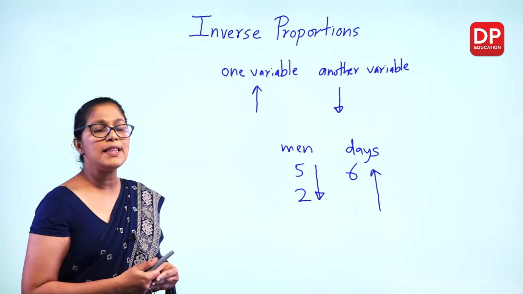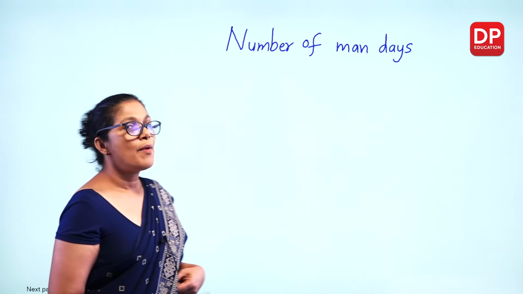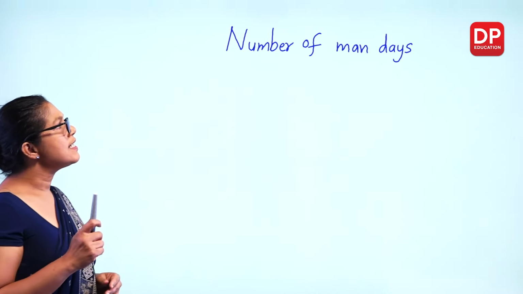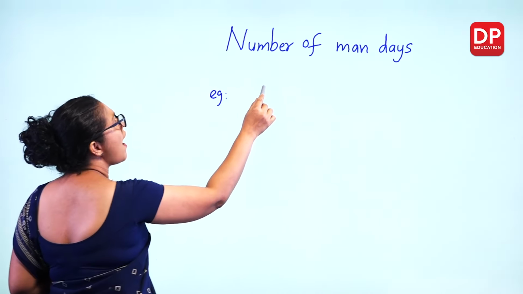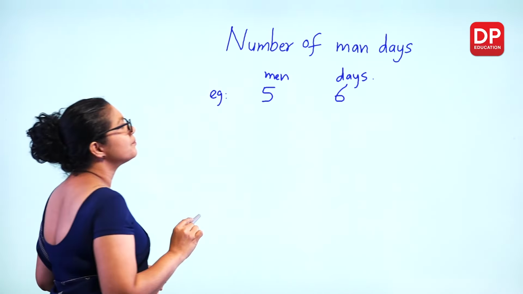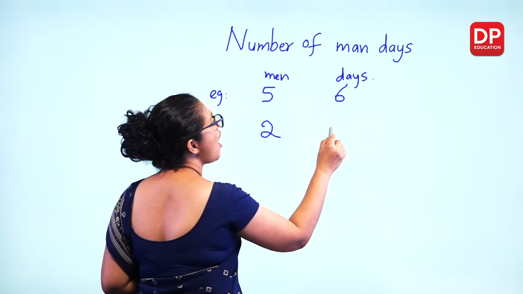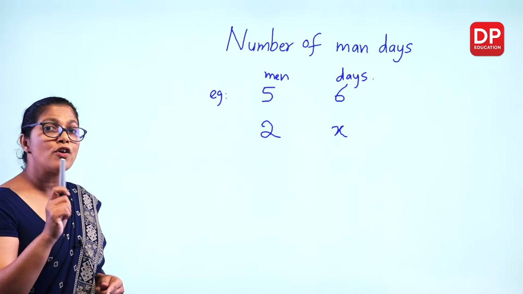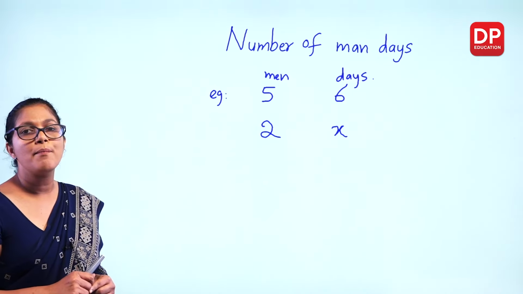Now we'll see how we can deal with questions related to inverse proportions. When you are dealing with inverse proportions, you need to know about the number of man days. Now we'll look at what 1 man day means. Think about an example. 5 men can complete a task within 6 days, and I want 2 people to work on this task and want to know how many days I need. So 5 people need 6 days. What about 1 man? 1 man needs 30 days. We call that value the number of man days.